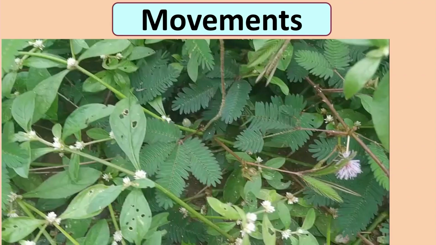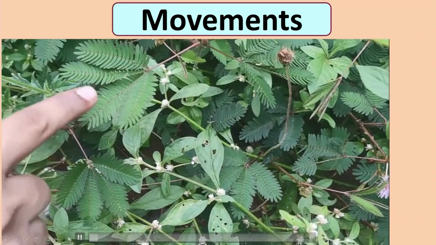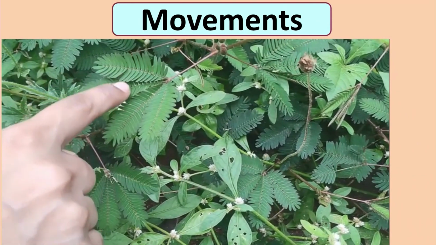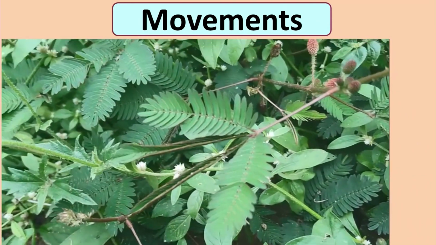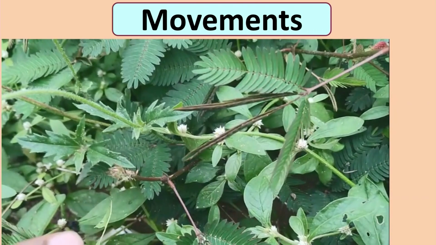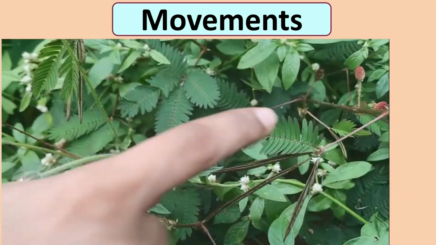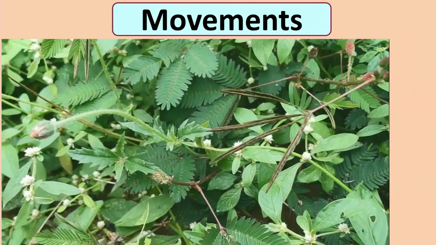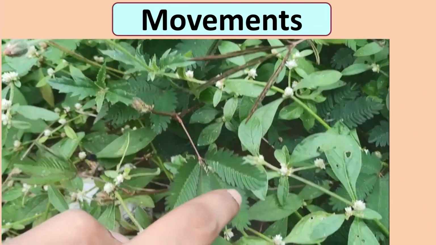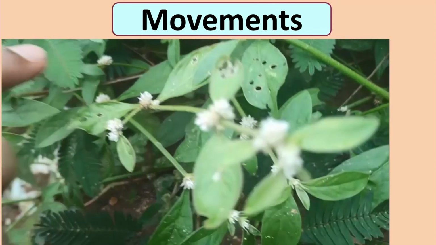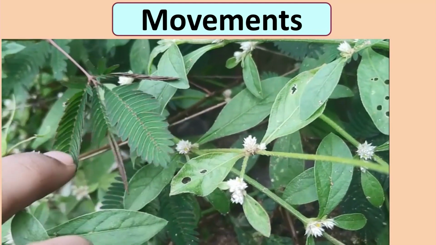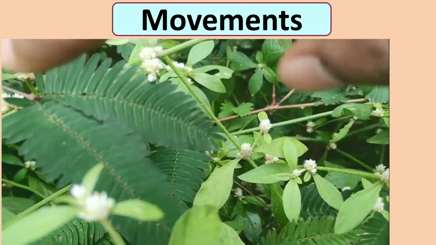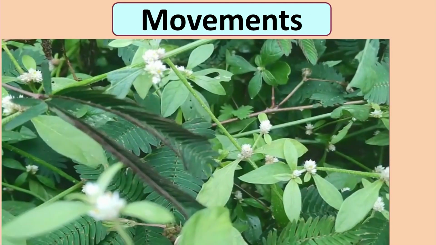Now, let us come to the chapter. So, let us see here what is taking place. You can see that a kid is touching the plant of Mimosa pudica. What is happening here? The leaves are closing in this plant. So, as soon as it is touched, it is moving. This is one type of movement you see in plants. Let us see several other types of movements in plants.